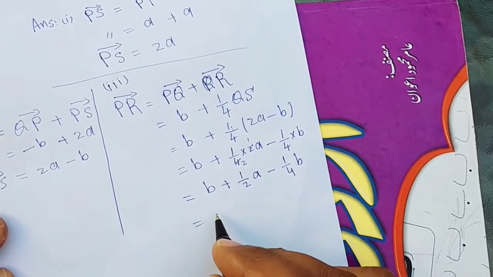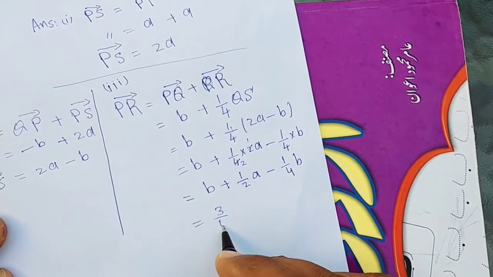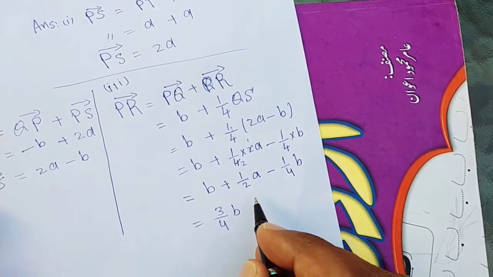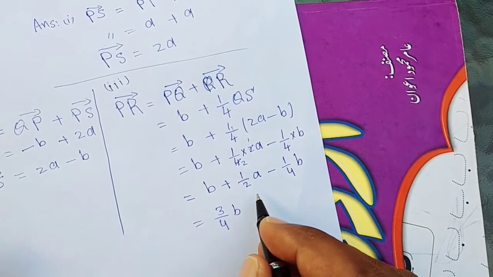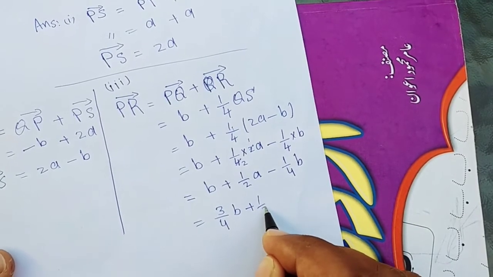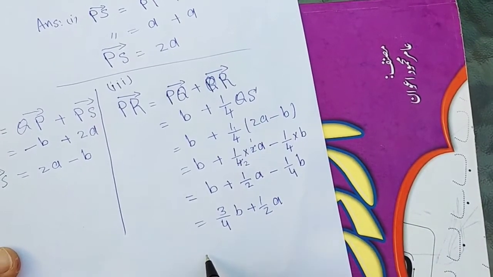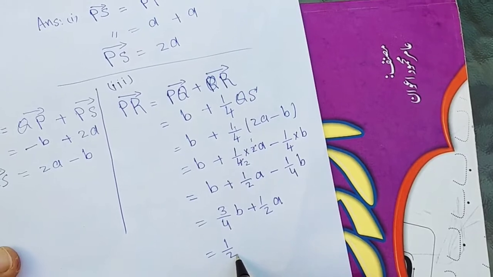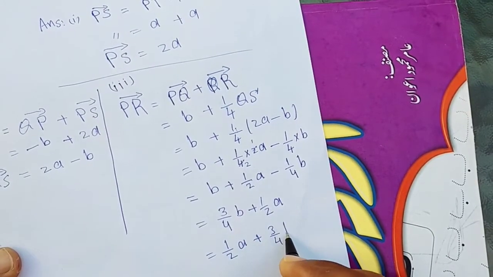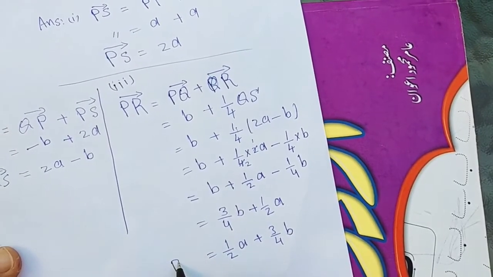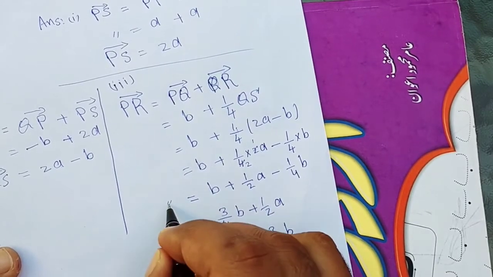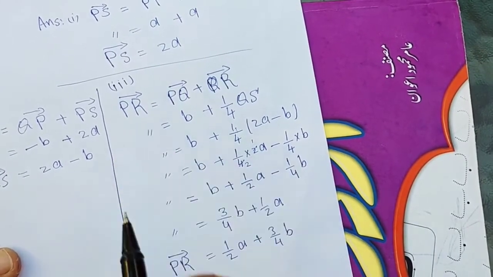So the remaining is 3/4, 3 parts of the quarter, the third part of the quarter, or 3 parts of the 1. 3/4 B plus 1/2A. In order you can write 3/4 B. This is our answer, our answer of PR.